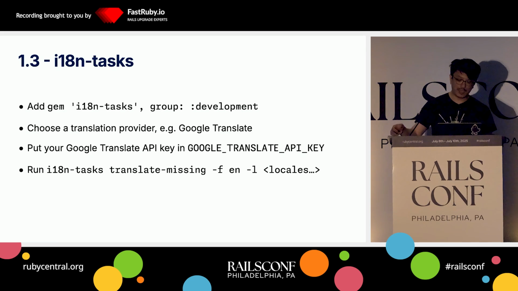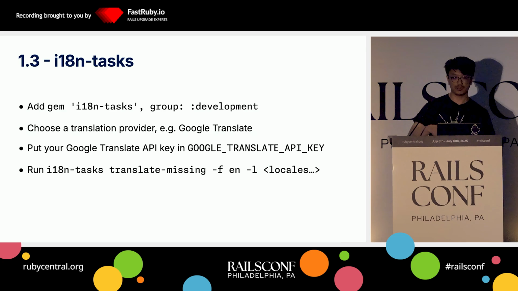So it's just a gem, so all we have to do is add it to the gem file and bundle install. Then we got to choose a translation provider, like Google Translate, for example. I18n tasks uses environment variables, so we put the API key into the appropriate variable. And then finally, we can run the translate-missing task.